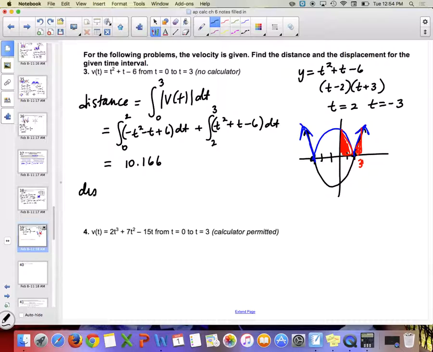All right, displacement. So displacement is exactly the same thing. There's just no absolute values. So you're going to have v of t dt. That would not be hard to do by hand. On my calculator, I'm just going to remove my absolute values. And now I get negative 4.5.